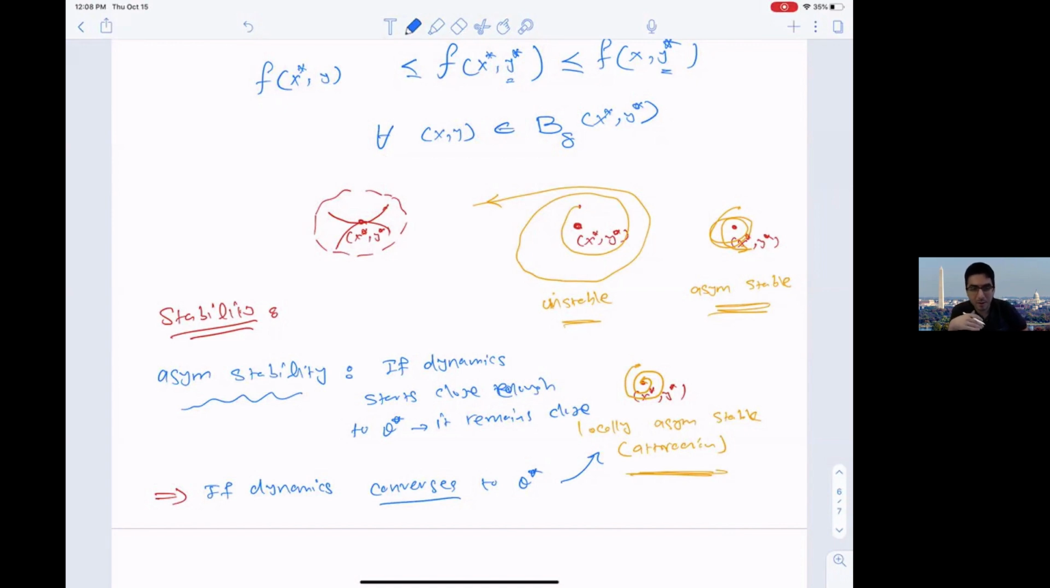Is there a bound on the radius of the ball? Yes, all of them have some bounds. All of these definitions I'm giving in a hand-wavy fashion, just to give you the intuition, but there are epsilons and deltas involved in all of them.